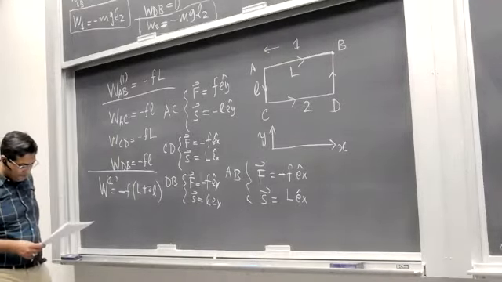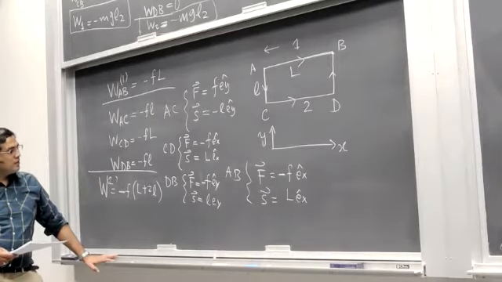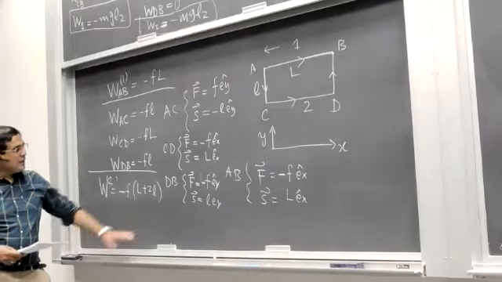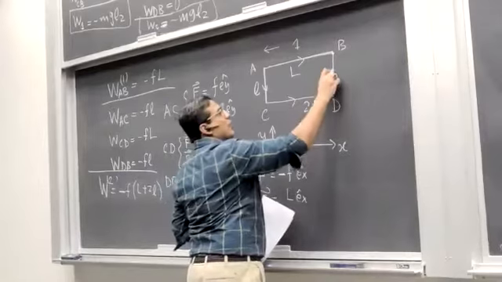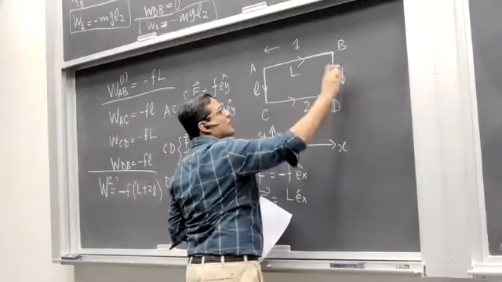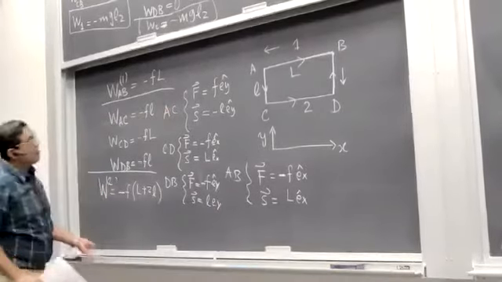Why is the F in DB negative? In this path, because you're moving upwards. So you are moving upwards, so friction will be in this direction, it just always opposes the motion. Okay, thank you.